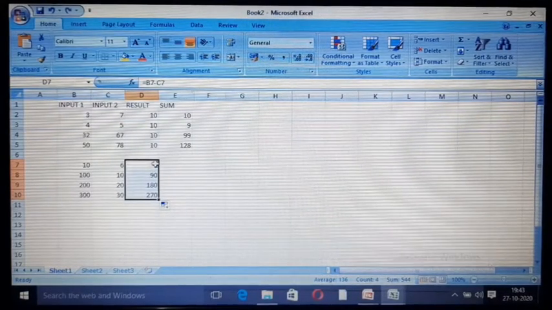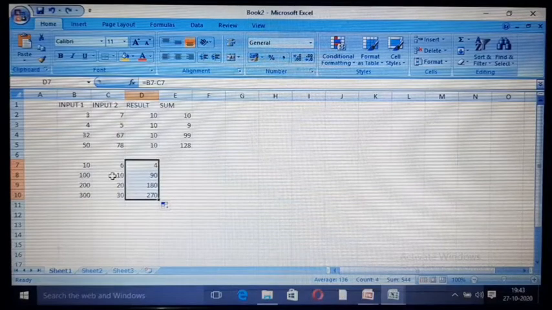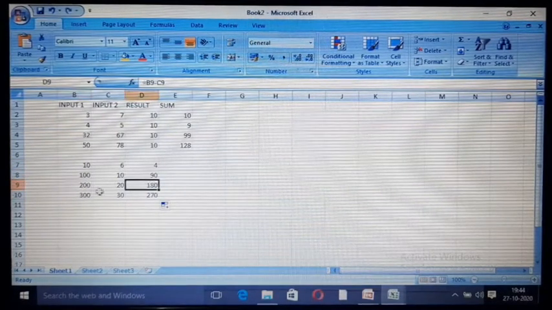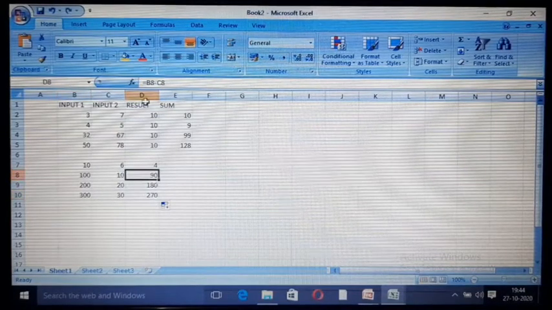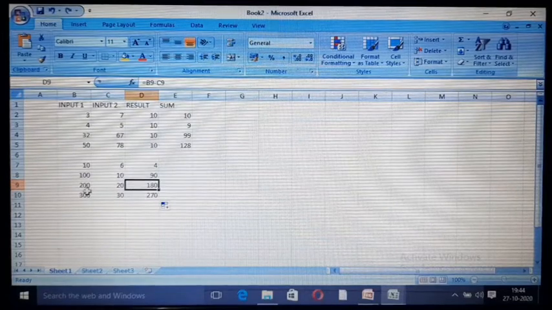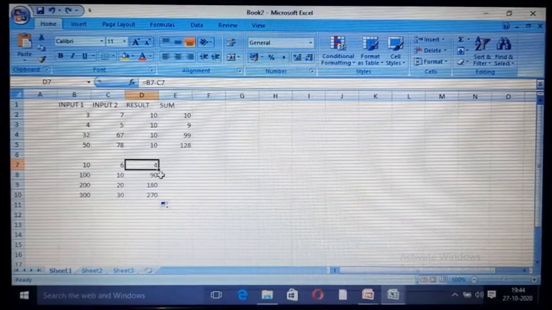Using the autofill handle, 100 minus 10 is 90, 200 minus 20 is 180, 300 minus 30 is 270, like this. Now you can see here also B7 minus C7, B8 minus C8, here B9 minus C9, and here B10 minus C10, automatically filled.